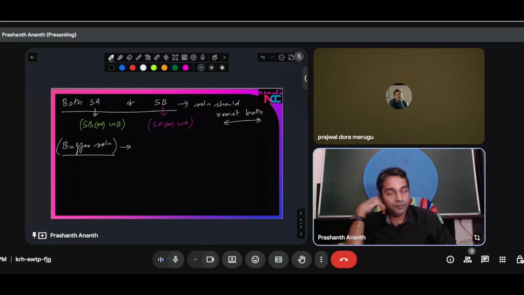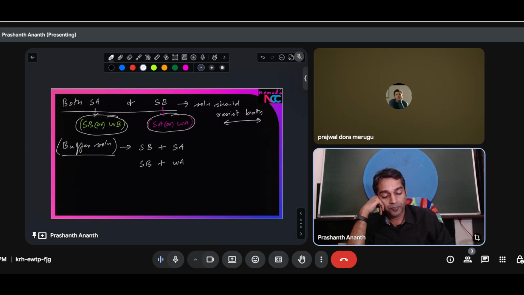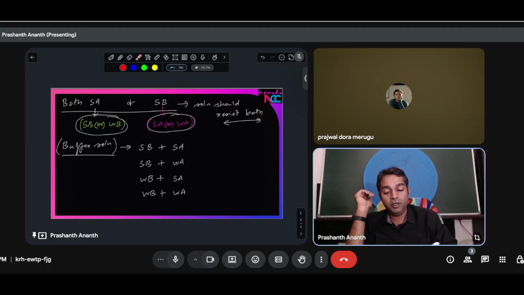So if it should resist the change in pH, one of these two should be there, one of these two should be there. So it can be 4 possible combinations: strong base plus strong acid combo, or strong base plus weak acid combo, or weak base plus strong acid combo, or weak base plus weak acid combo. These are the 4 possible combinations which are going to be technically feasible, mathematically at least, to be a buffer.